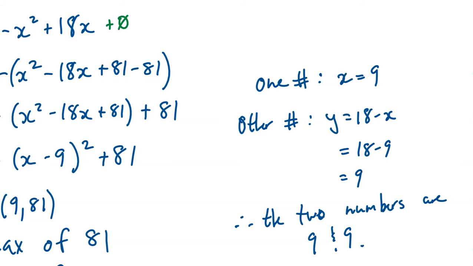Any questions on that? We're not quite done. Oh, yeah, we are done. What are the numbers if their product is the maximum? Sometimes it says what is the maximum product, but this one doesn't. So we're done. Questions, questions, questions.